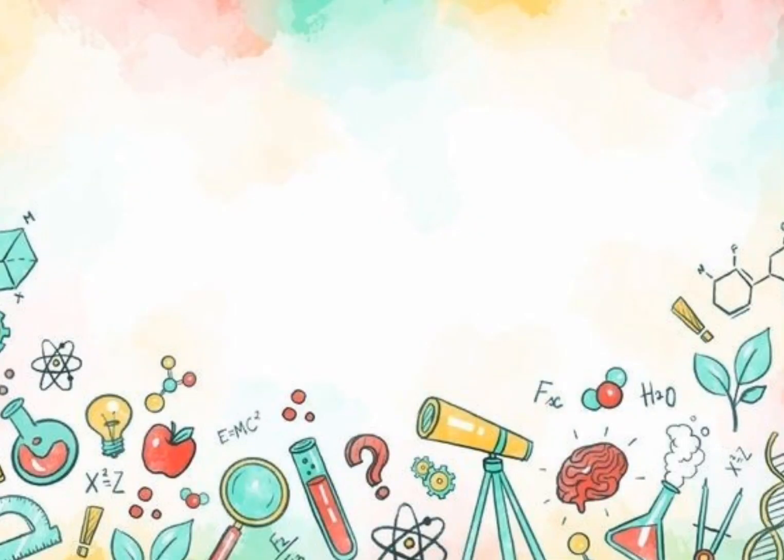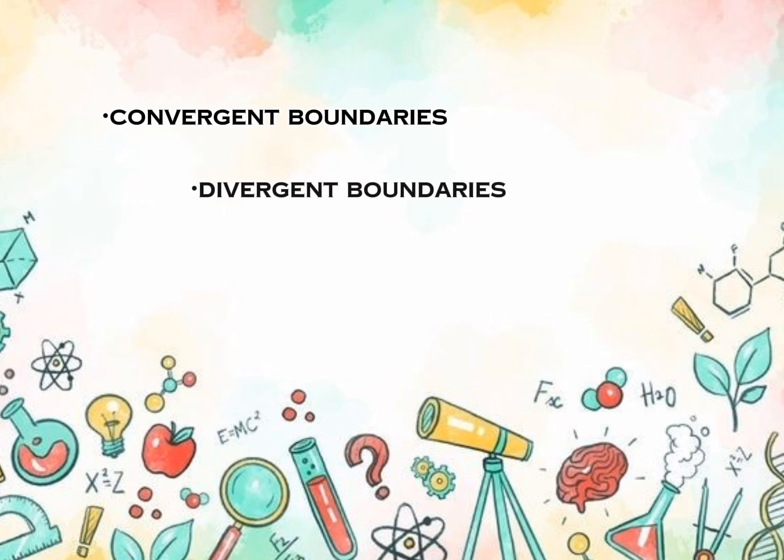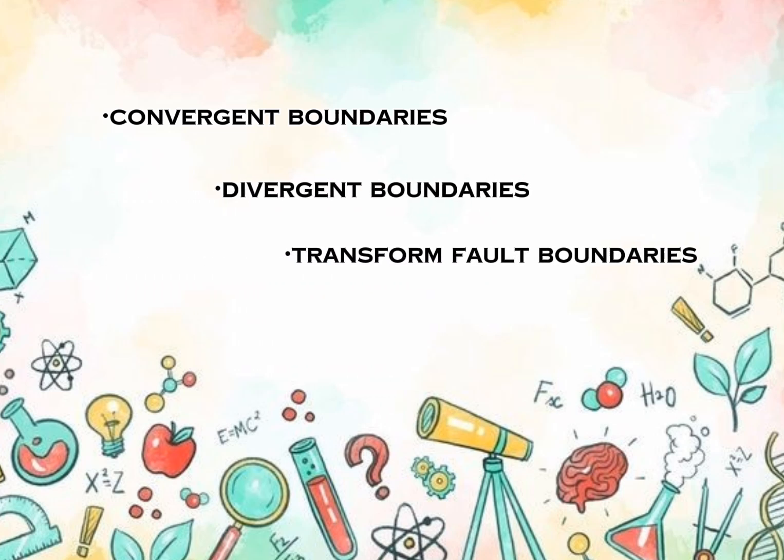Again, let's recall what the three types of boundaries are. The three types of boundaries are convergent boundaries, divergent boundaries, and transform fault boundaries.